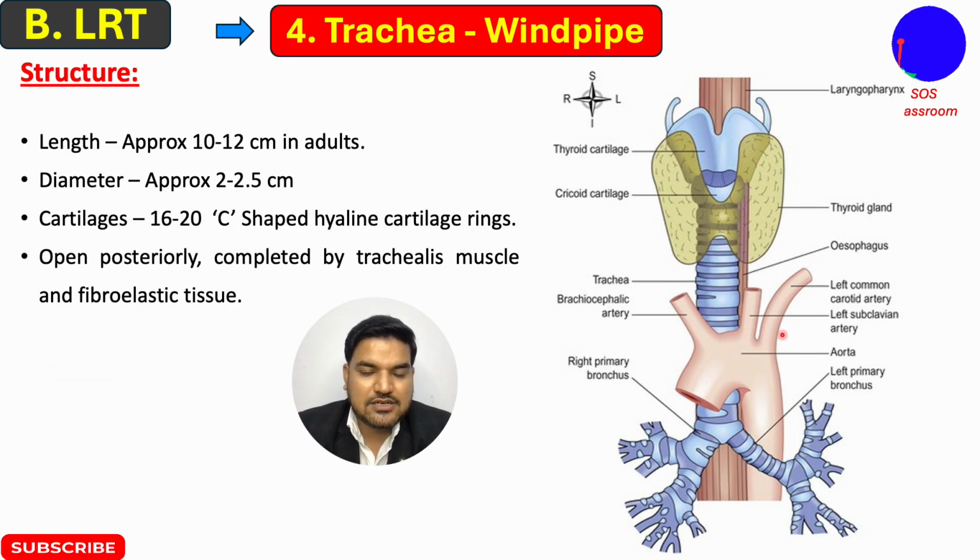What is the length of the trachea? Approximately 10 to 12 centimeters long in adults. What is the diameter? Approximately 2.2 to 2.5 centimeters in diameter.